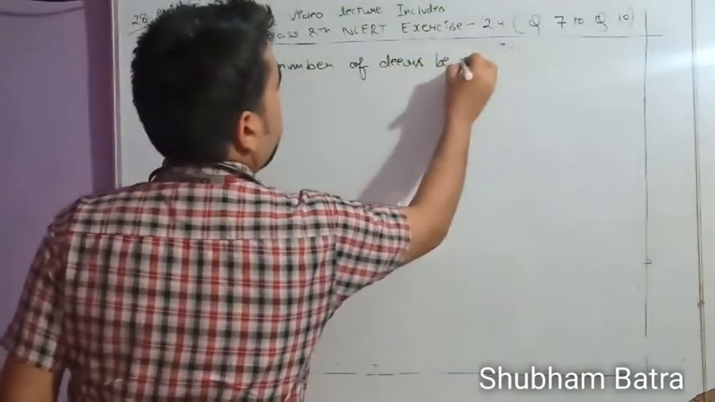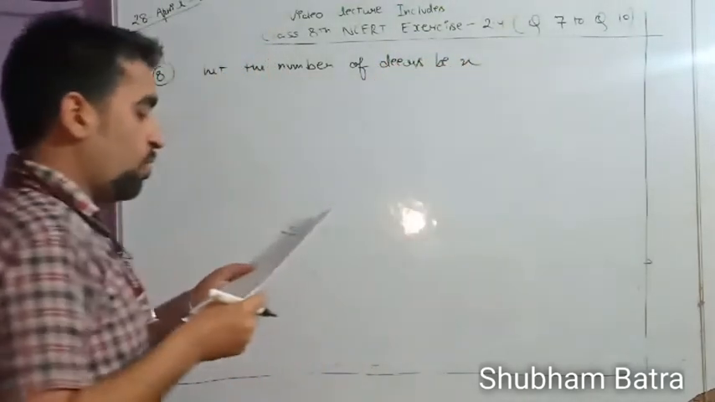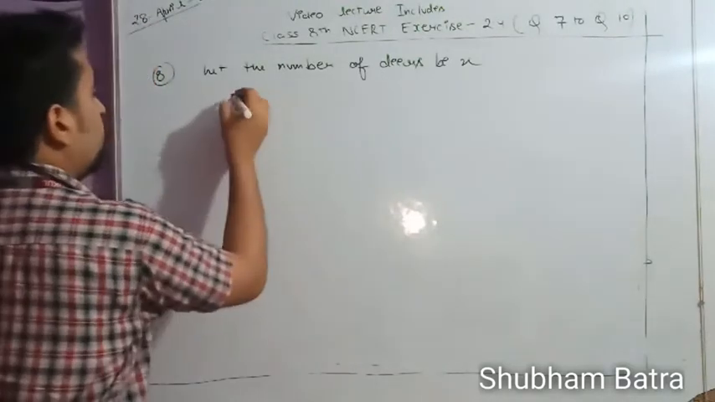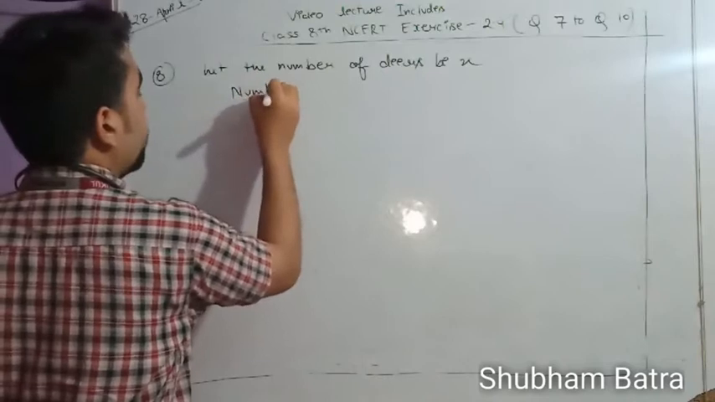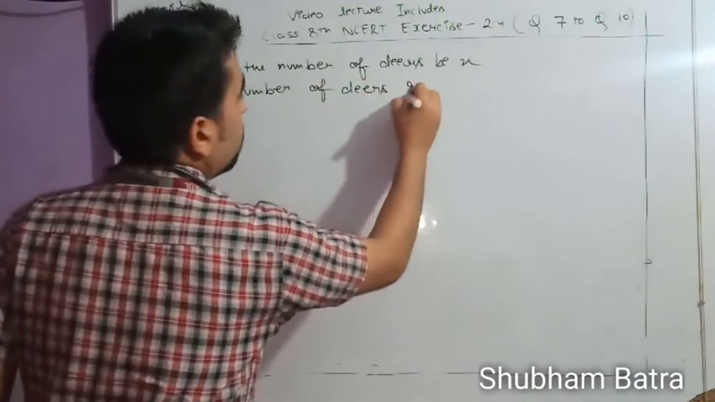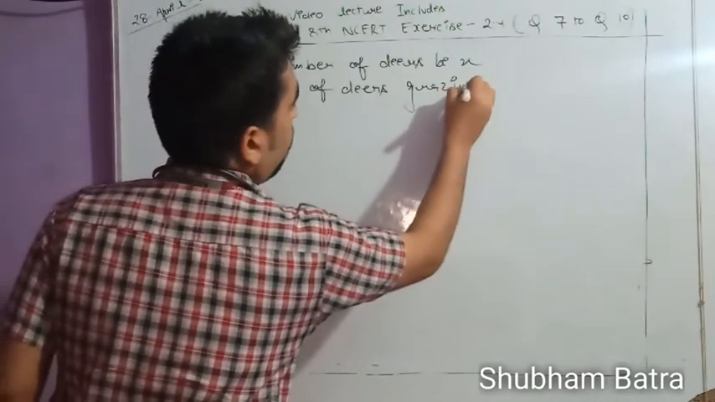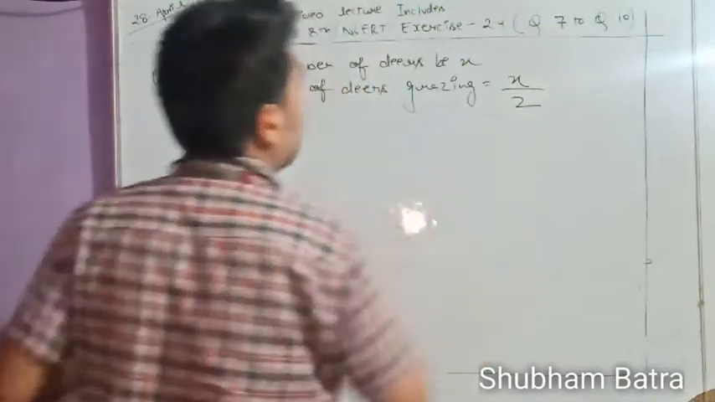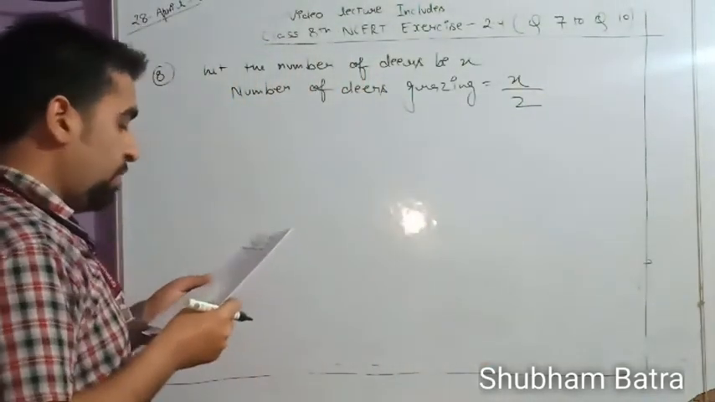Now students, if the number of deer is x, half of the deer are grazing in the field. So the number of deer grazing is half, which will be x upon 2. X upon 2 are grazing in the field.